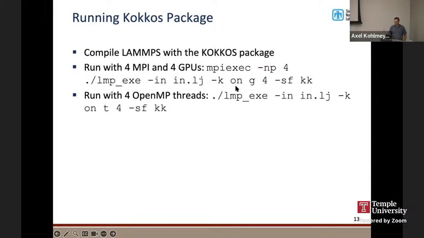And then this is additional with Kokkos. You need to turn on Kokkos. So -k on is like Kokkos on. This is the number of GPUs per node, so 4 GPUs per node. Then here's a suffix command. If you want to run with OpenMP threading, then it's similar, except instead of g 4 for GPUs, you're going to use t 4 for threads.